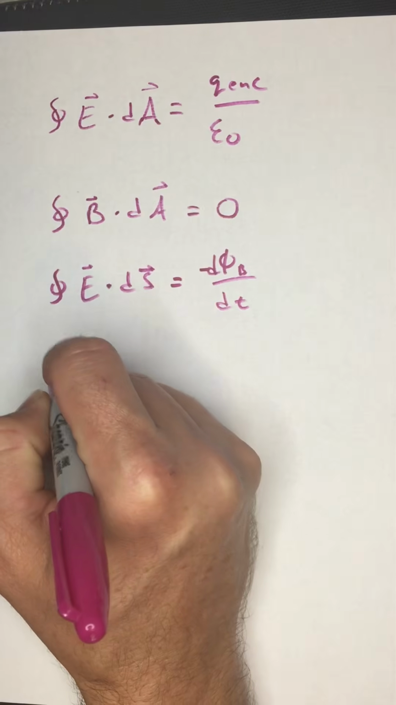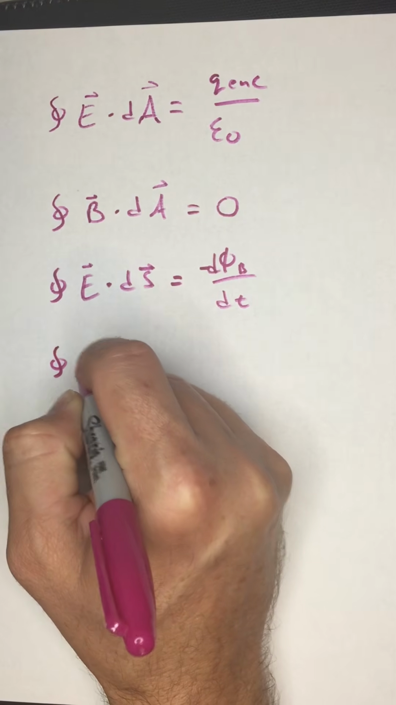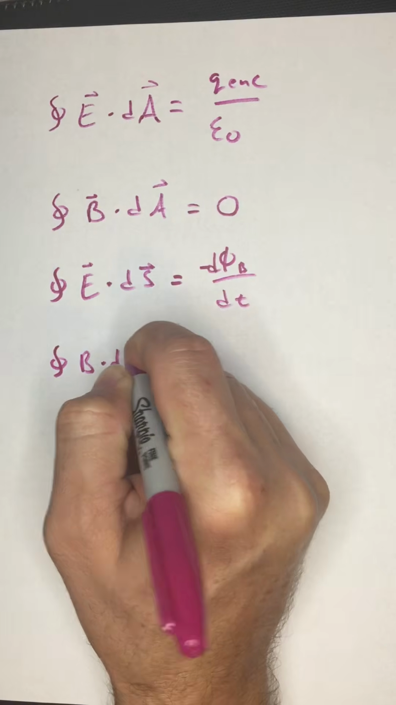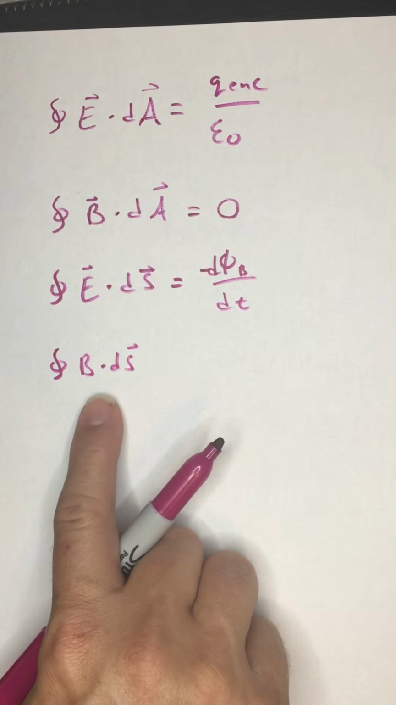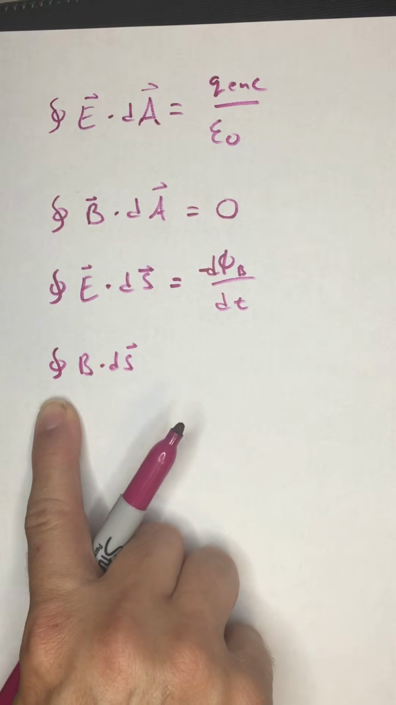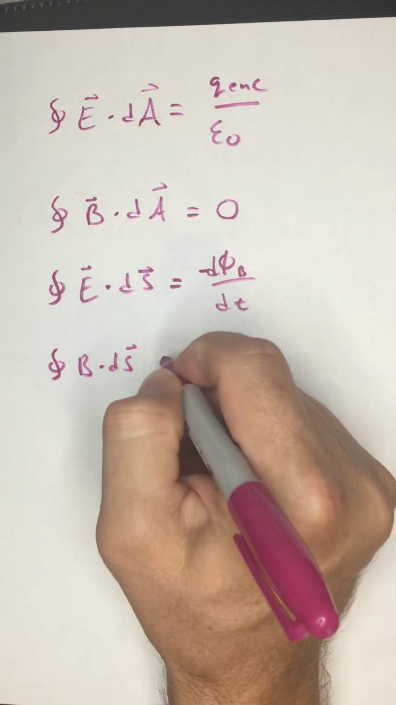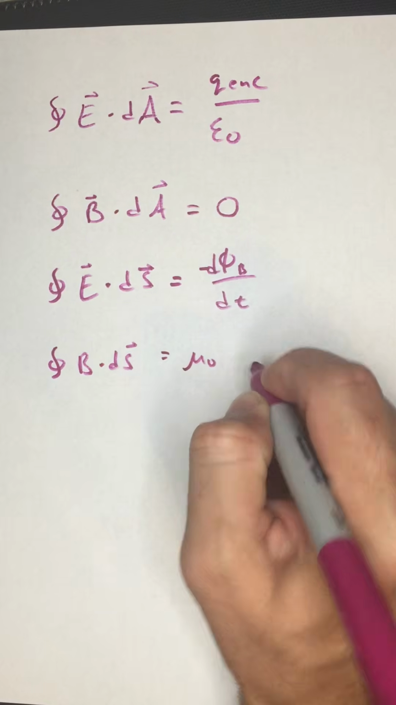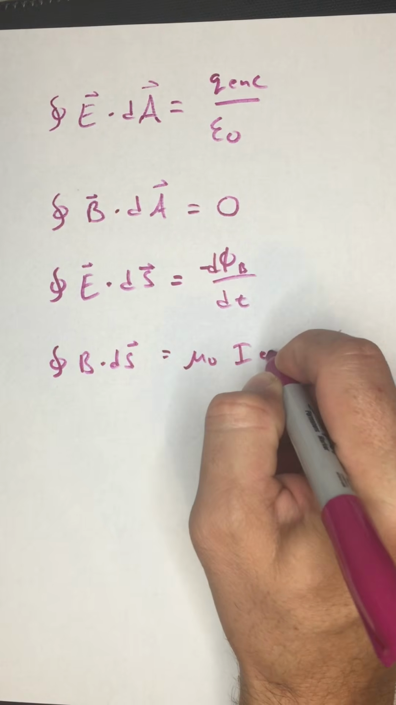And then there's one more that we've seen, which is this. The same idea of integrating a magnetic field over some closed path, right? Which is equal to mu naught I enclosed.